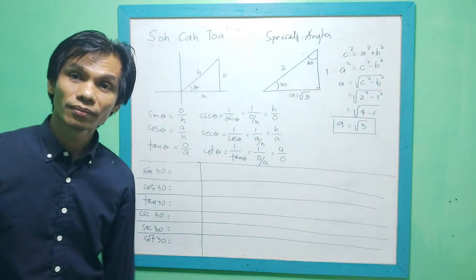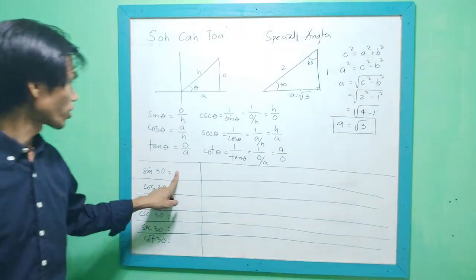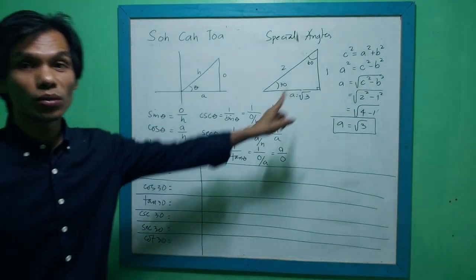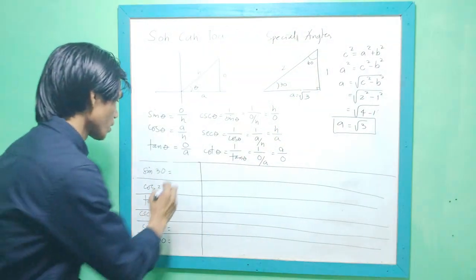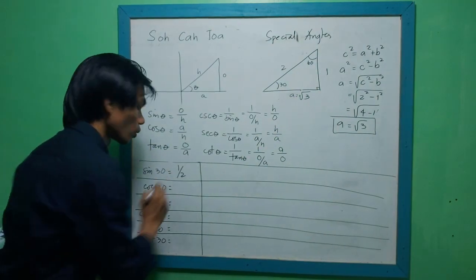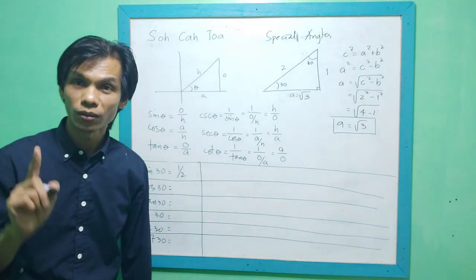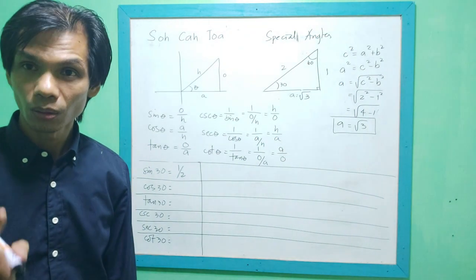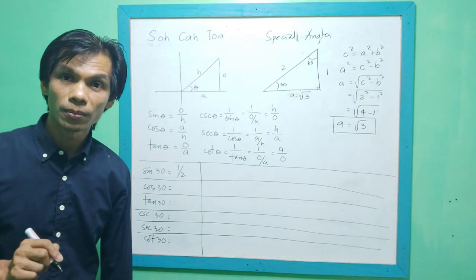Subukan natin. Ano yung sine 30? Ano ulit yung sine 30? Opposite over hypotenuse. Tingnan nyo dito. Opposite over hypotenuse. That is 1 over 2. I-calculator nyo, subukan niyo kung ano yung value niya. Ano value niya? 1/2. Diba? Or that is 0.5.